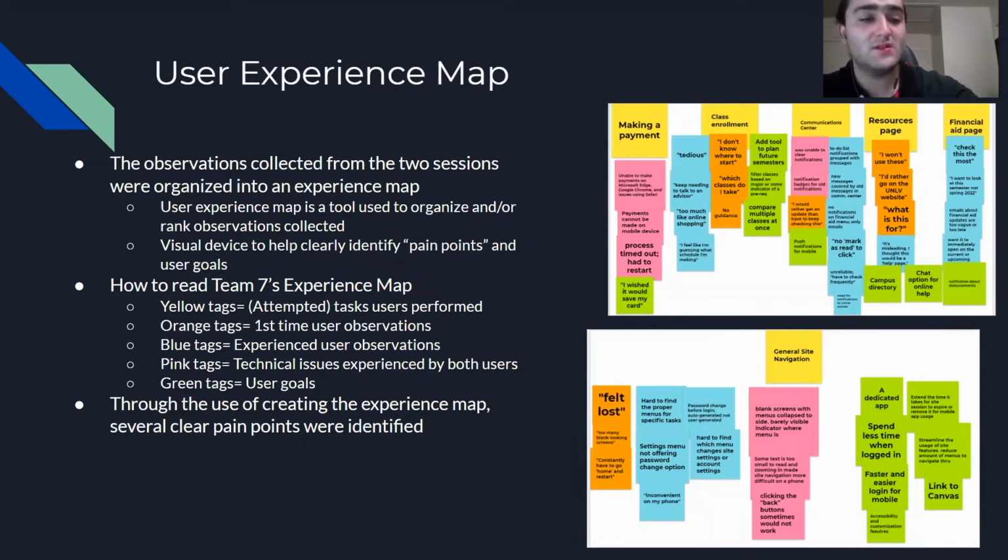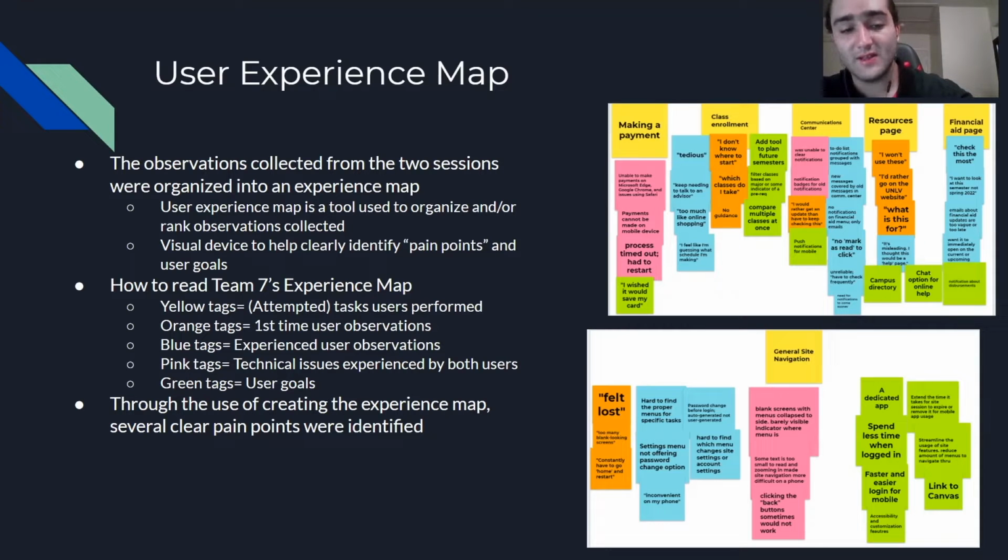The observations were collected and organized into a user experience map. This map is a tool used to organize and rank observations that we collected. It's a visual device that allowed us to clearly identify the pain points and user goals. How to read our map is actually very simple.